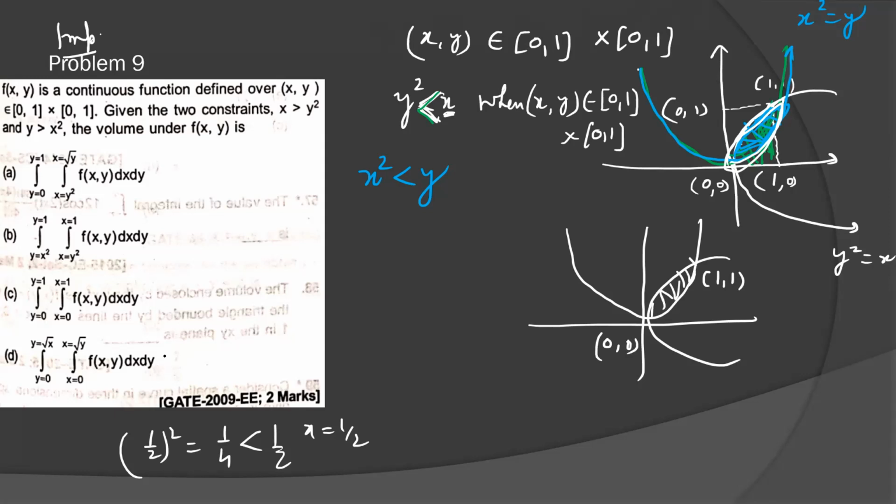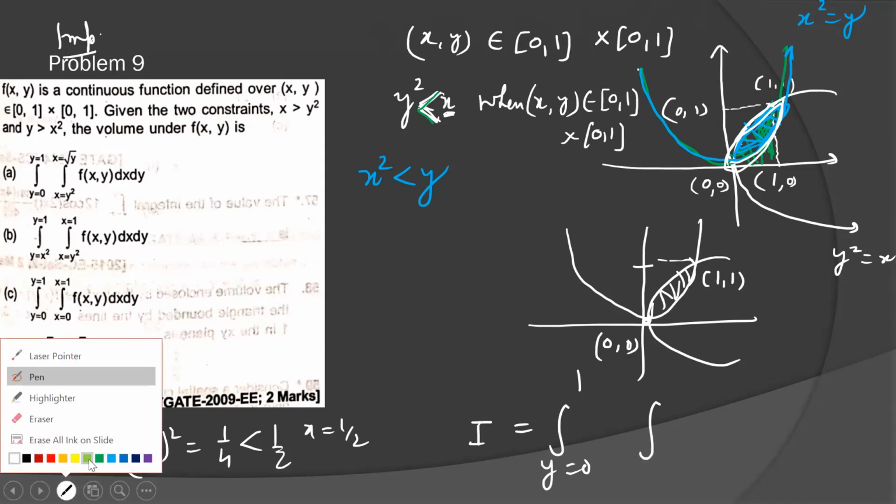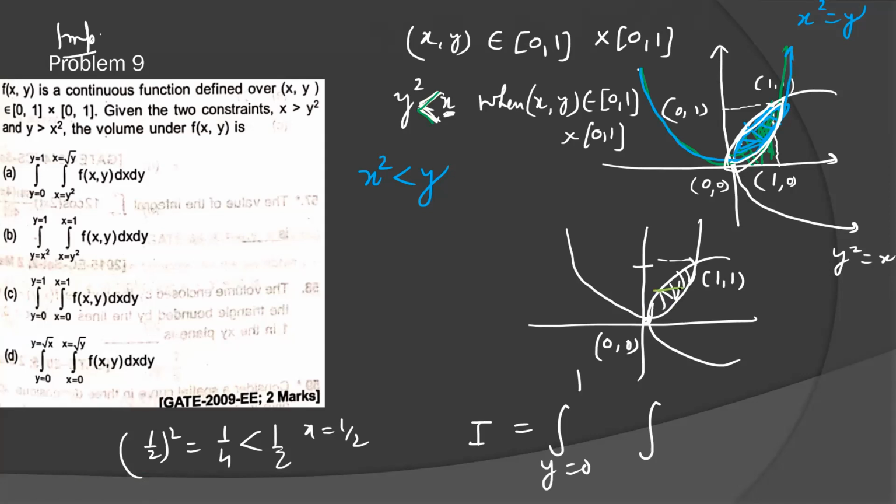Now it is given as a hint that the question is taking y limit firstly, then x limit. So I am taking here y limit firstly. So one limit must be constant. So y will be between 0 to 1. What about x limit? For the x limit, you have to draw the strip parallel to x-axis in the given region.